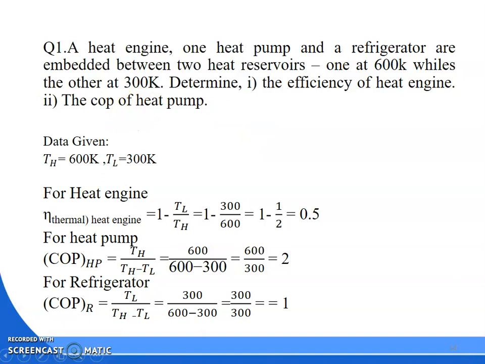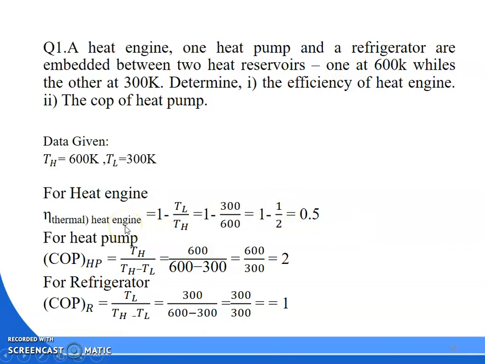Then what you have to determine is the efficiency of the heat engine, heat pump and refrigerator. The third one is the refrigerator. So what is the thermal efficiency of the heat engine? Thermal efficiency of a heat engine is equal to 1 minus TL by TH. TL is 300, already in Kelvin, and TH is 600. So 1 minus 1 by 2, which is 1 minus 0.5, that is 0.5.